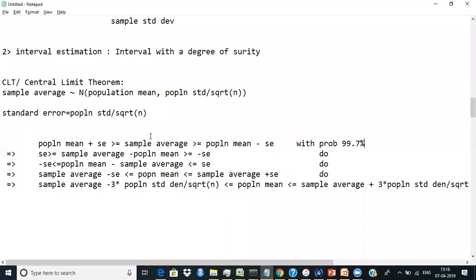Which probability? Using the Z table? Yes, you can use the Z table. For example, we know the sample average follows this distribution. If I want to convert it to standard normal 0, 1, I subtract the mean and divide by the standard deviation, and then you can calculate from the Z table.